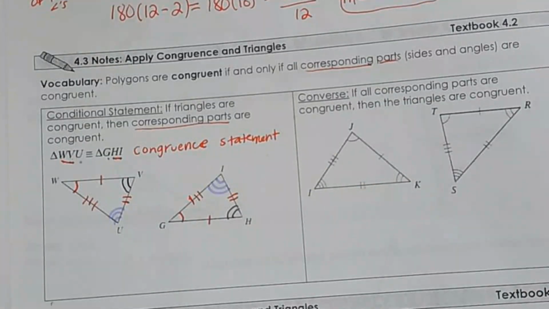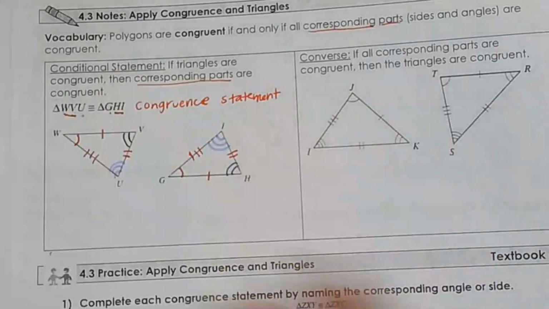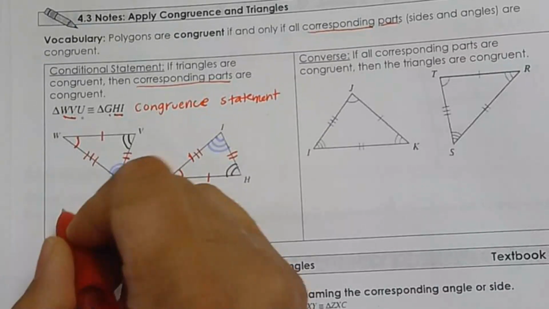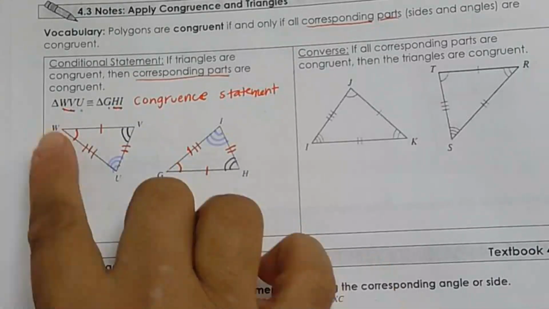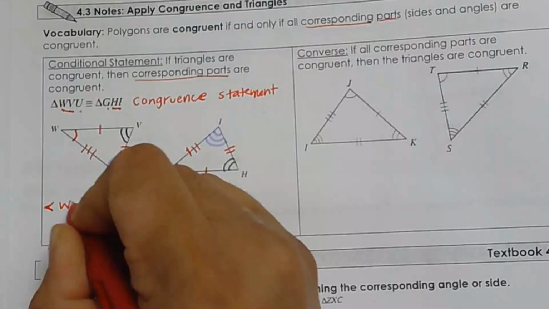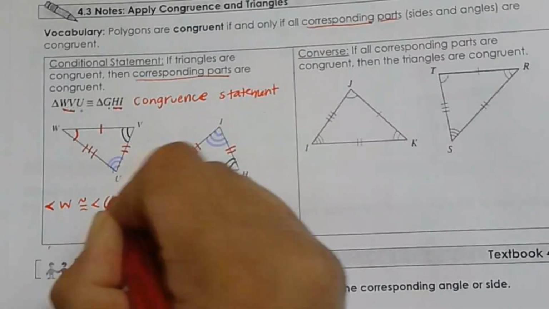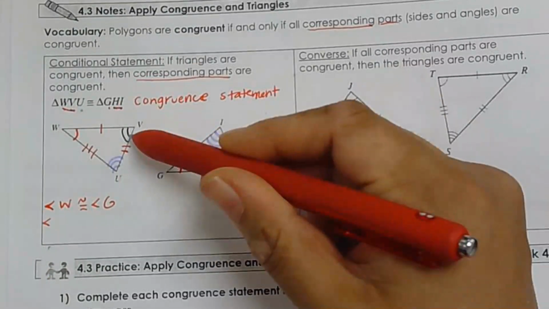Okay, so we've marked up the diagram as best we can to show all the corresponding parts are congruent. Now we just have to write out our corresponding parts, like showing the statements. So let's look at the angles first. The diagram can help now because I can match the number of rings. Like W goes with G, I would write angle W is congruent to angle G. And then do the same thing for the other 2 angles. So V goes with H.